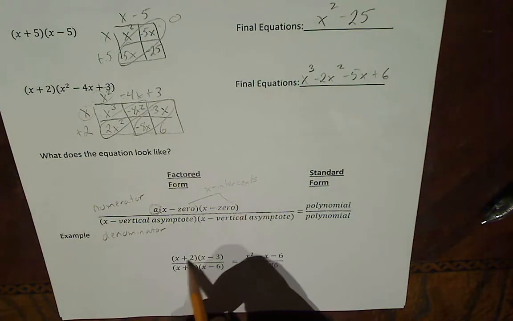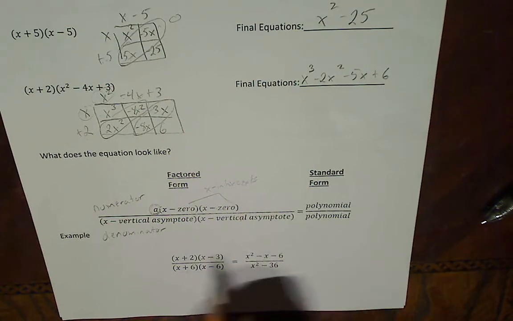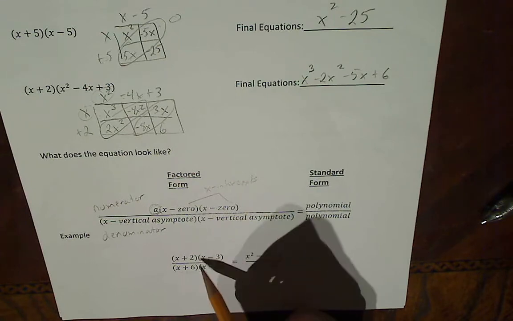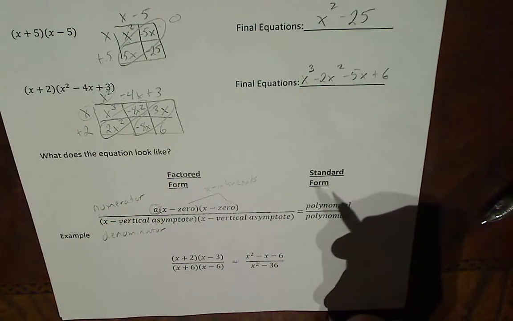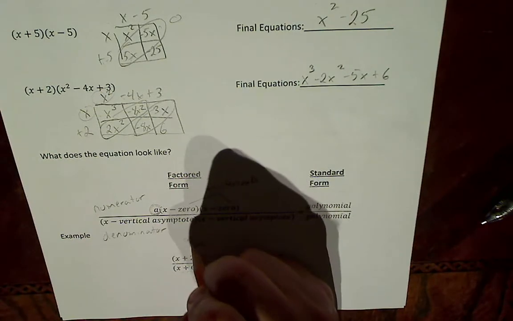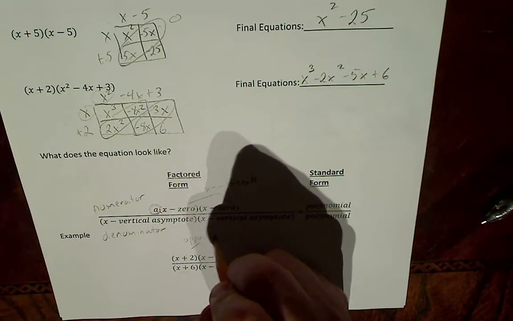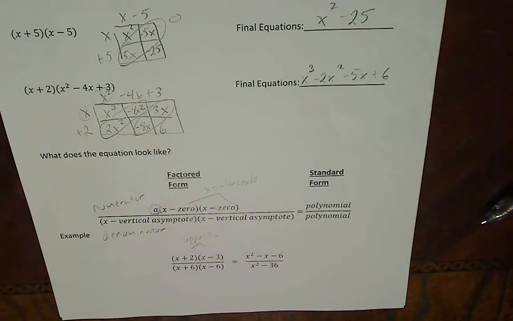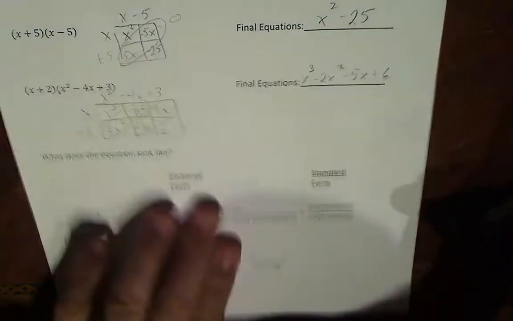But you have your two factors. This is called factored form. Then you have your standard form. We multiply the two factors to get this, and multiply these two factors to get this. Now, here's the key to this: we use the opposite values to write these.